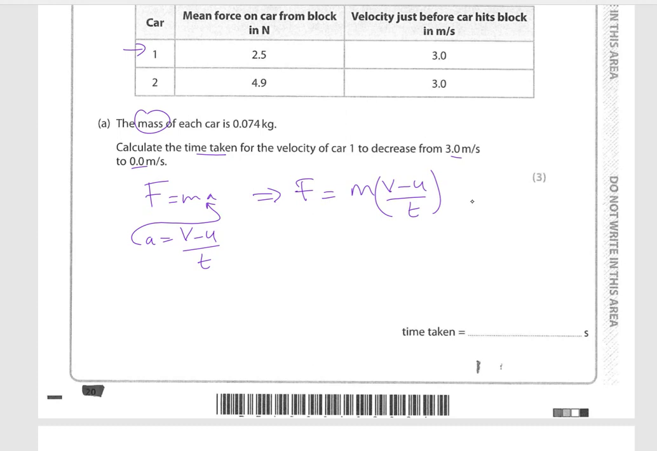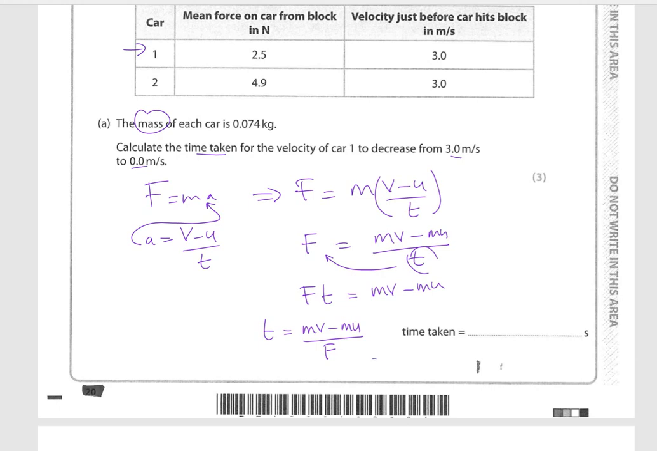Okay, and then now I'm going to expand the bracket, so this is going to get me mv minus mu, divided by time. Now what I'm looking for is time, so I'm going to put it on the other side, so I'm going to have Ft is equal to mv minus mu. I'm looking for t, so t is equal to (mv minus mu) over F.